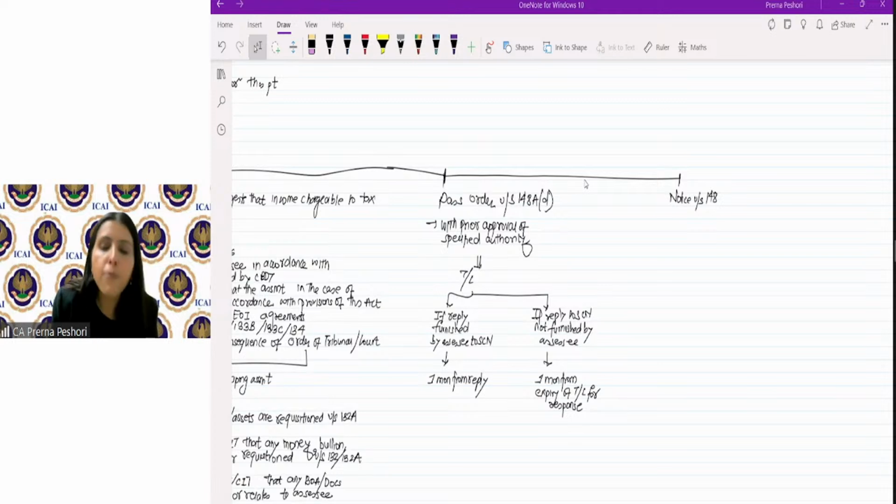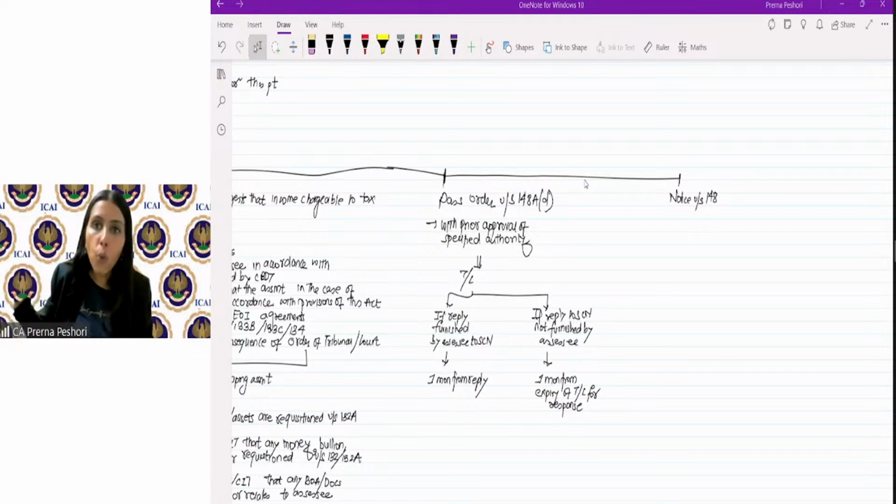So this 148 works like 142.1 under the original assessment, under the normal scrutiny, where the AO requires you to furnish the return. But there's a difference. Under 142.1, only when you have not filed the ROI, the AO will require you to furnish the return by issuing a 142.1 notice. Here, even if you have furnished the ROI, belated, updated, revised, original, whatever, you have to again furnish the ROI in response to 148. It is mandatory.